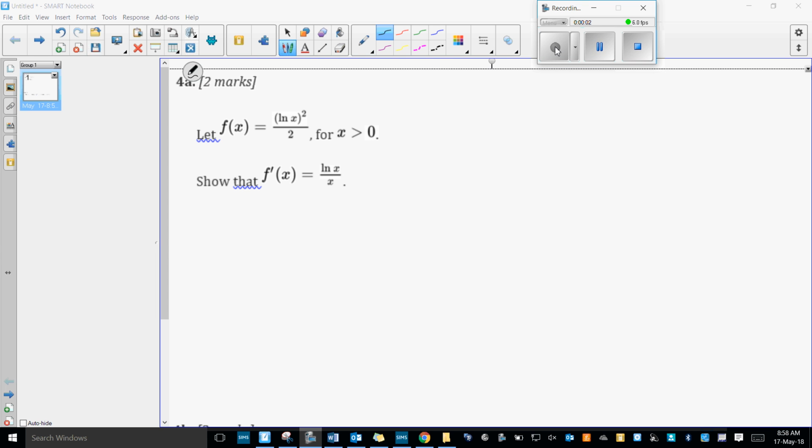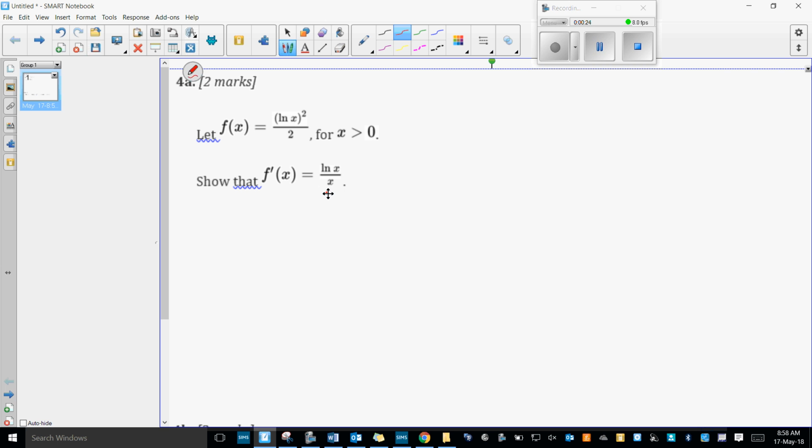Show that questions are nice because you have the answer. You just have to make sure you can get to it from the original question. So it's f(x) equals (ln x) all squared divided by 2, and this is what we need to end up with. So remember, when we're doing these questions, we have to say to ourselves, what kind of rule do we need to follow here?